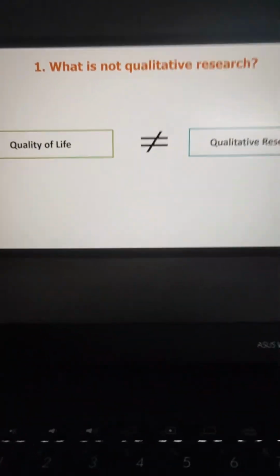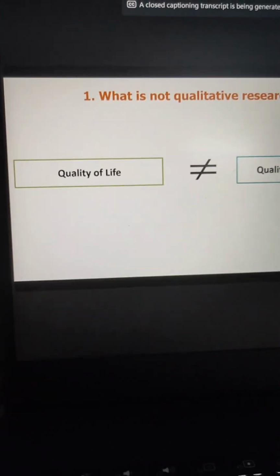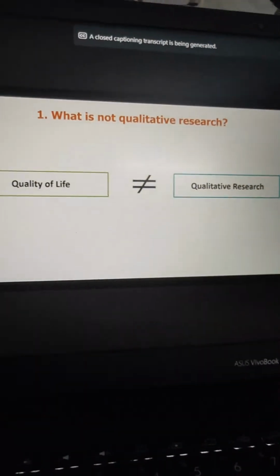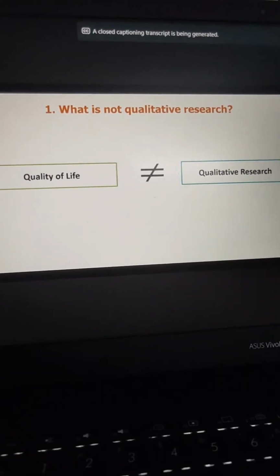The other thing that people often get confused possibly is quality of life studies. The fact that it has the word quality can be confusing.